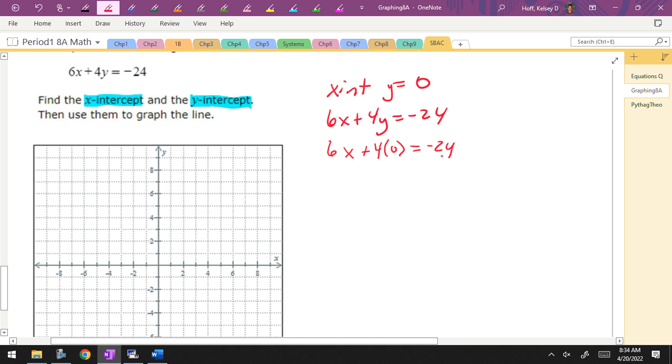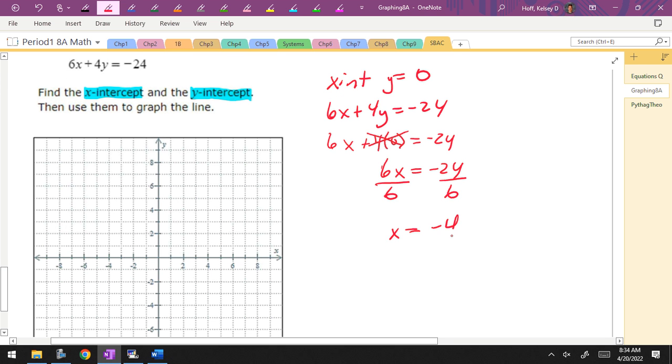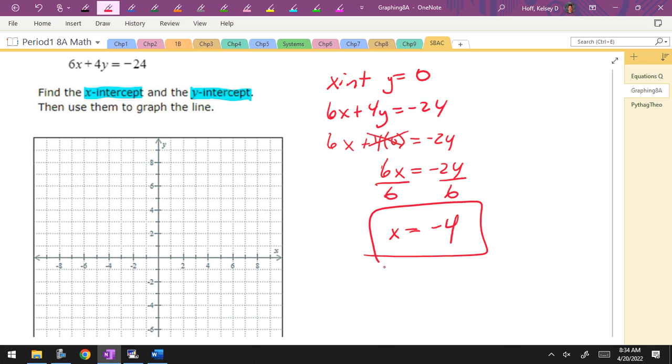What's 4 times 0? 0. So really I can cross this out. And I have 6x equals negative 24. Then what do we do? Divide by 6. X equals negative 4. There's my x-intercept. Now, I need to plot that. Which one's my x-axis? This one, right? So I'm going to put a dot at negative 4 here.